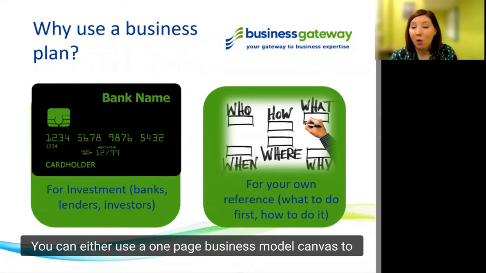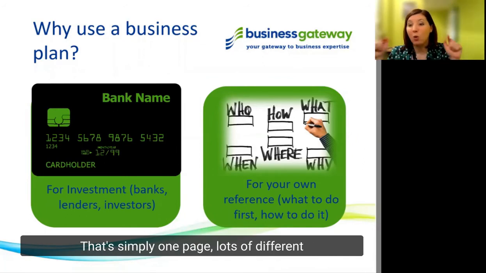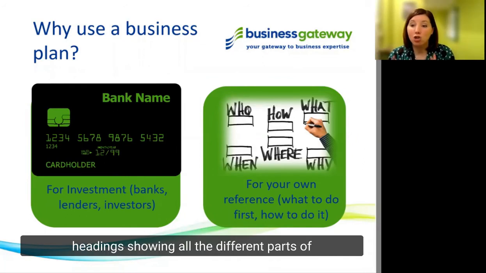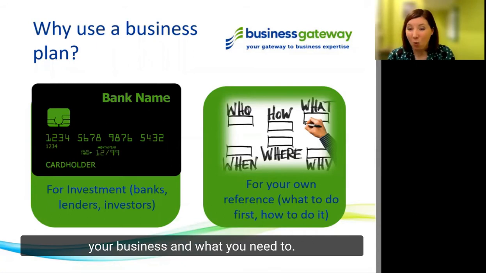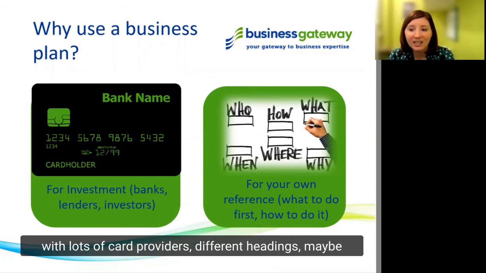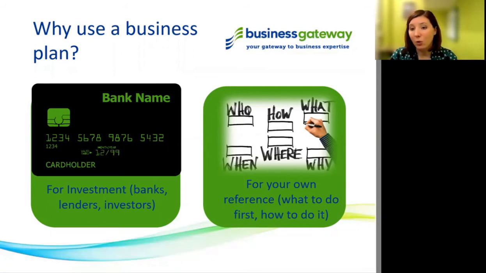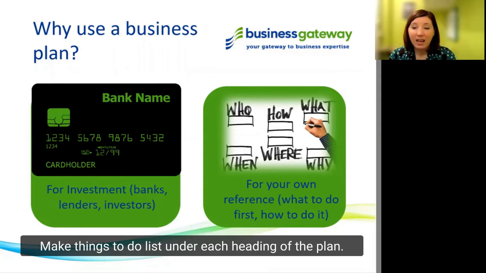You can either use our one-page business model canvas to look at the elements of your business in one place. That's simply one page with lots of different headings showing all the different parts of your business and what you need to do. Or you could have a lever arch file with lots of card dividers with different headings, maybe one called premises, one called marketing, etc. And then start collecting notes, thoughts, and questions as you go along. Make a to-do list under each heading of the plan.